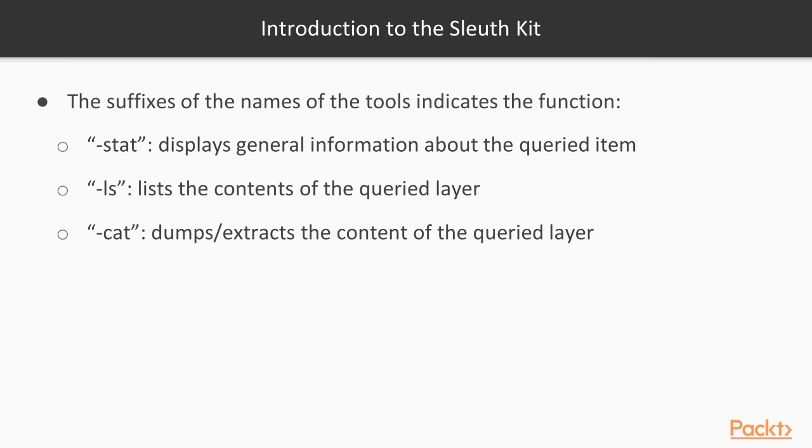Now the suffixes indicate their function and take the names of the respective Unix commands. For example, stat displays general information about the queried item. ls lists the contents of the queried layer. cat dumps or extracts the content of the queried layer. There are also other tools that don't follow this naming convention. Now we're ready to analyze a file system.